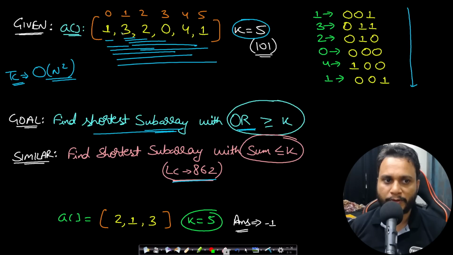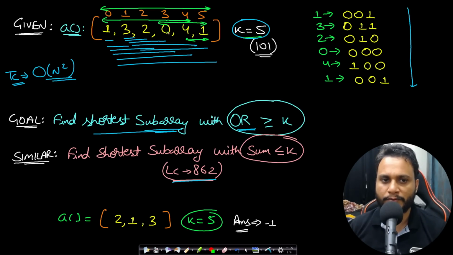Now if you solve this problem, then you will have multiple options where you can get an OR value greater than or equal to 5. You can have the entire array itself, or you can have 4, 1, or you can have 0, 4, 1, or you can have 1 to 4. All these subarrays, and you can have even more combinations, can give you an OR value greater than or equal to 5. But which one is of smallest length? It is of length 2, which is 4, 1. Okay, so the answer in this case will be 2.